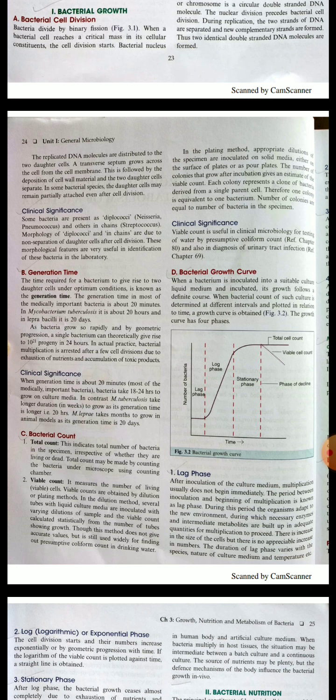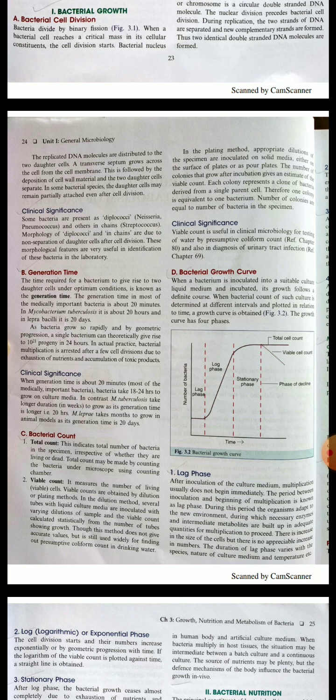These morphological features are very useful in identification of these bacteria in laboratory. Next, we have generation time. The time required for the bacterium to give rise to two daughter cells under optimum condition is known as generation time. The generation time in most of the medically important bacteria is about 20 minutes.